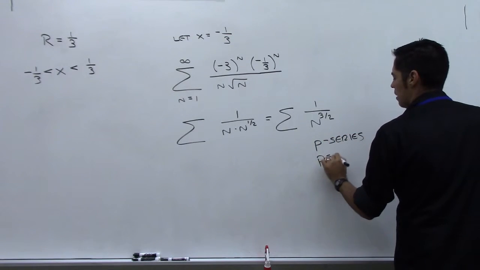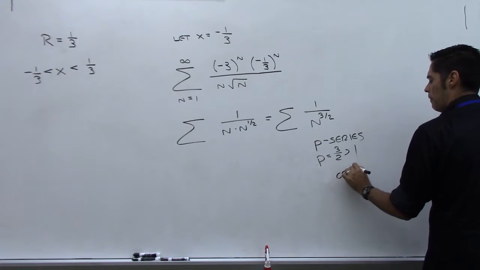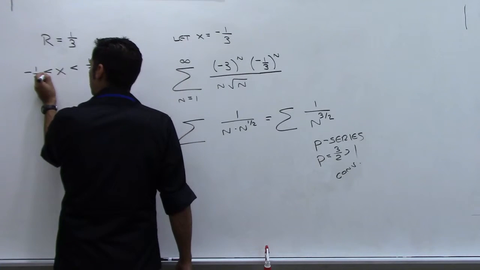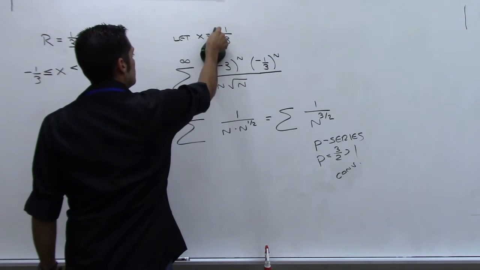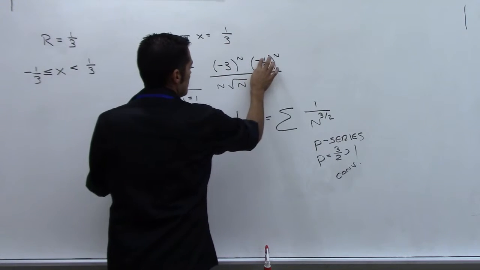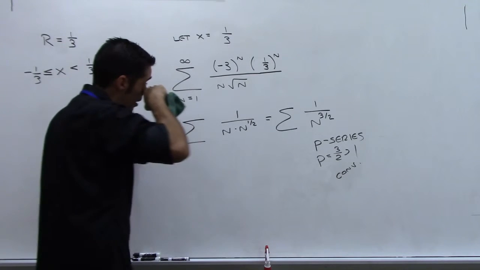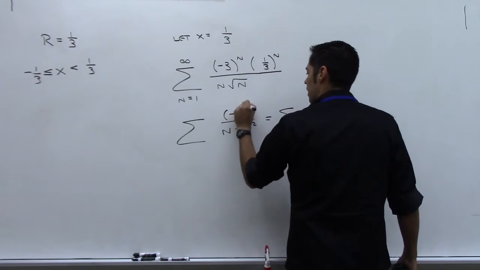p = 3/2 greater than 1 converges. So I know if x is negative 1/3, it converges, so I want to include that. And now I change it to positive 1/3. If I change that to positive 1/3, this becomes this. And now I have a problem because when I put those two together, I don't get 1, I get negative 1. So this is actually going to be negative 1 to the n.